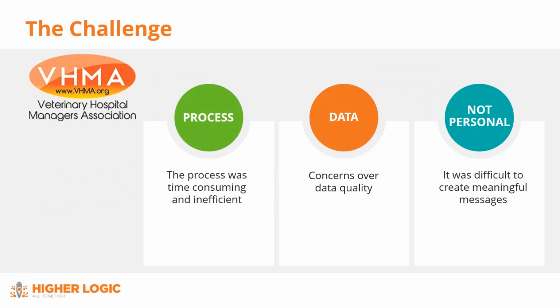So VHMA, or the Veterinary Hospital Managers Association. VHMA were using a low-cost email provider to communicate with their members. There was no integration to their AMS, Association Management System, which caused them to struggle with process inefficiencies, and they also had a high level of concern around the quality of their data. They really ended up spending too much time dealing with the data and building campaigns that weren't as effective as they could have been.